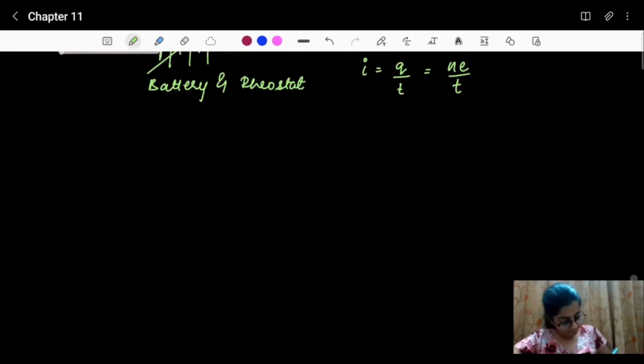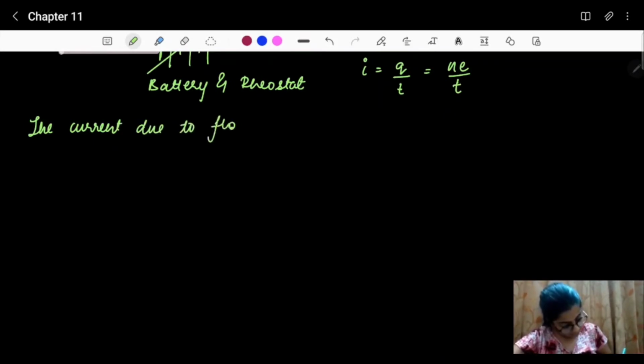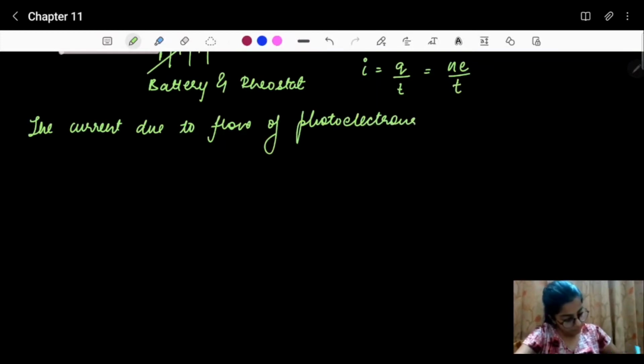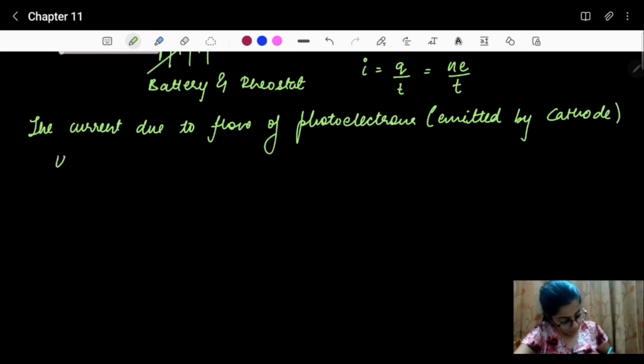Okay, so write down: the current due to flow of photoelectrons emitted by cathode is called photocurrent. Okay, so you got my point.